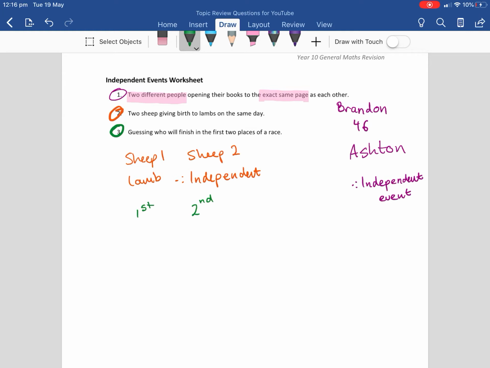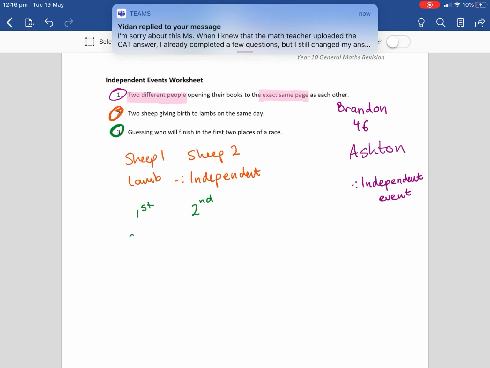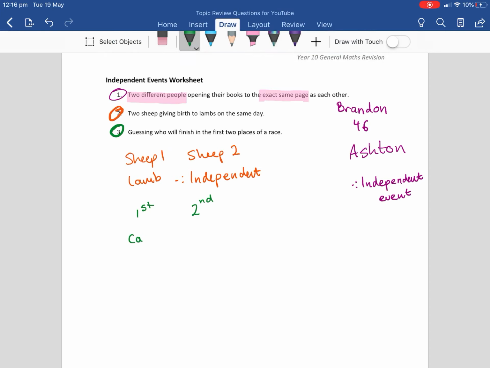Okay, so if you're guessing, let's say I'm going to guess Cameron came first and Ewan came second. Okay. If Ewan came second, does that depend on the fact that Cameron came first? Okay. Well, yes, it does.